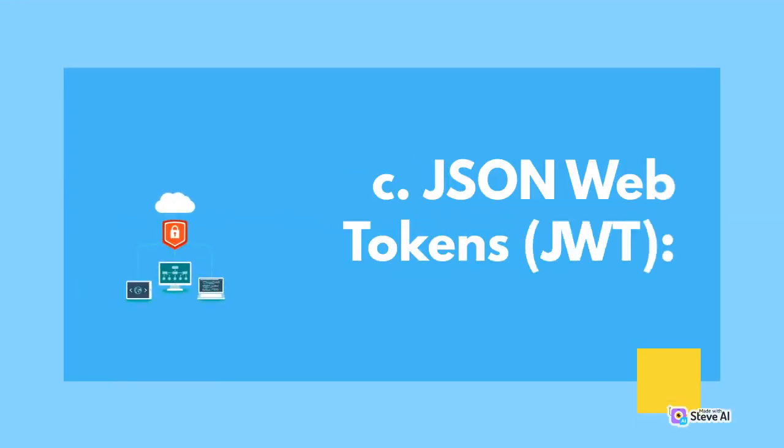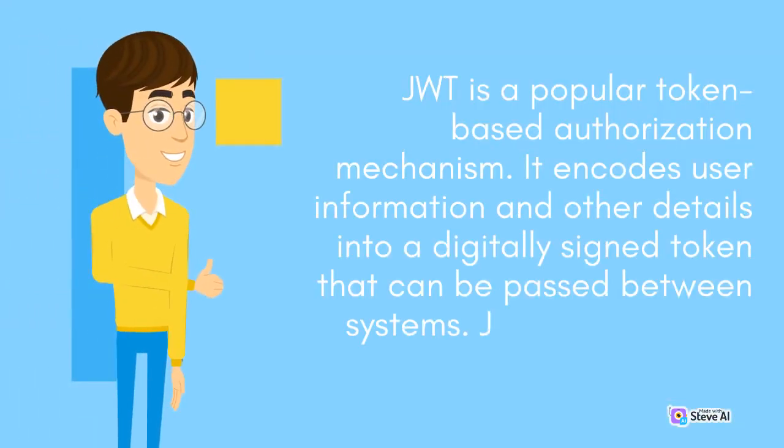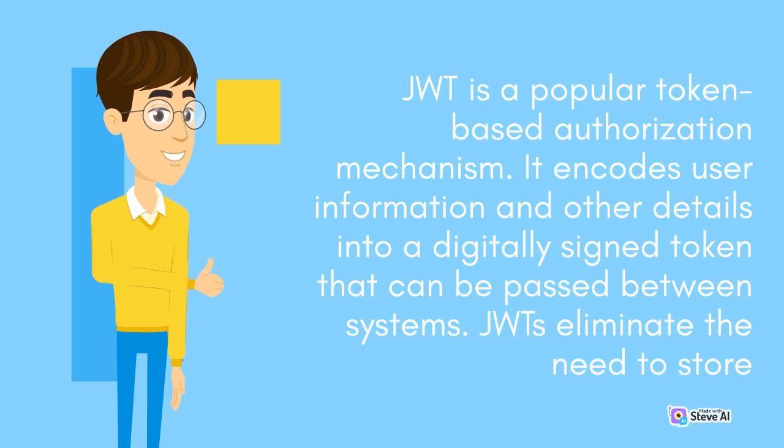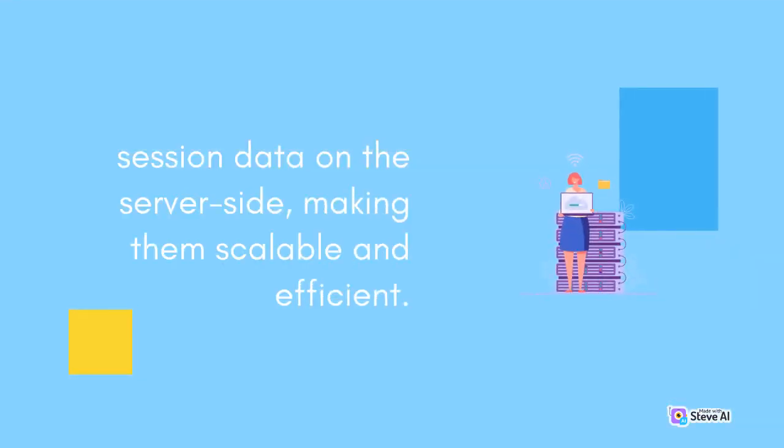C. JSON Web Tokens, JWT. JWT is a popular token-based authorization mechanism. It encodes user information and other details into a digitally signed token that can be passed between systems. JWTs eliminate the need to store session data on the server side, making them scalable and efficient.